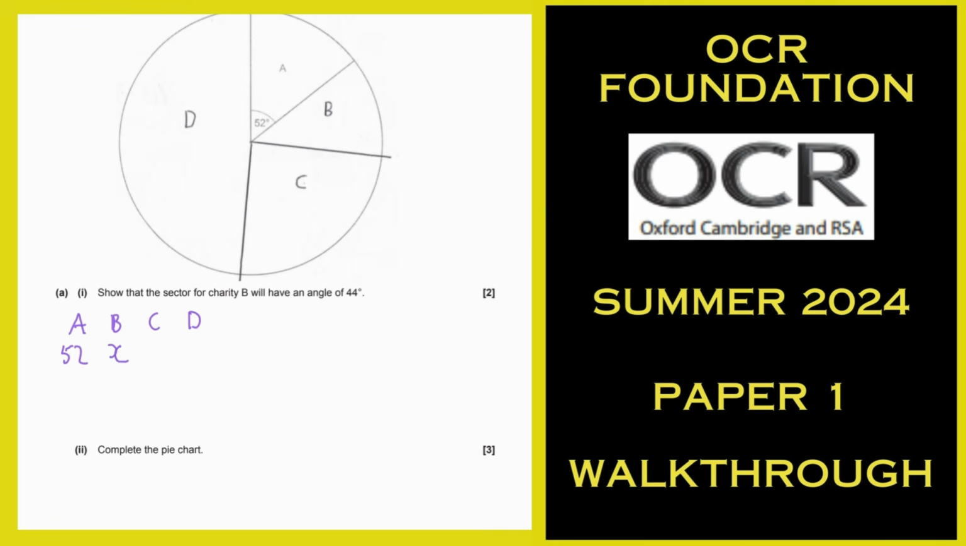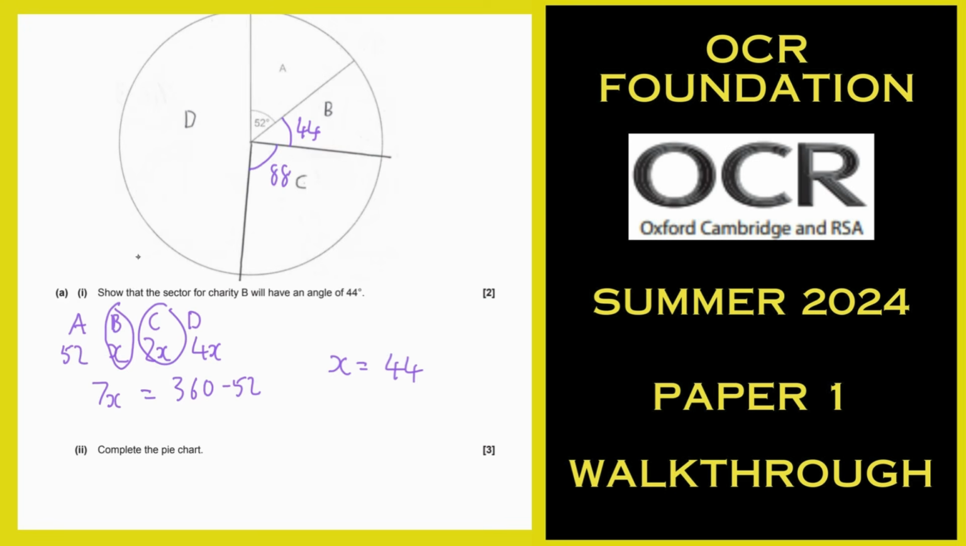We don't know what B is, but you are told in the waffle above that C is double and D is double again. In other words, these 7x's are the same as the 360 in total minus the 52. You get x to be worth 44 degrees. And that means B should have an angle of 44. C is double it. That should be 88.